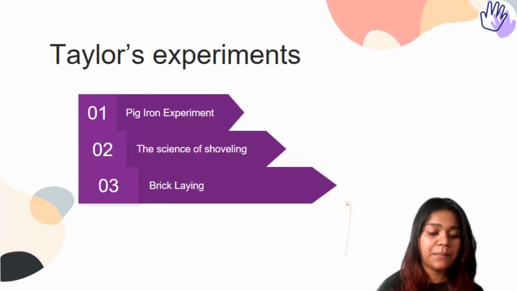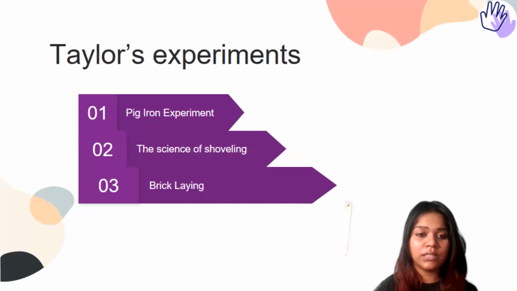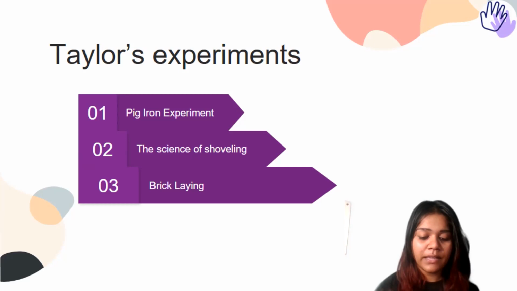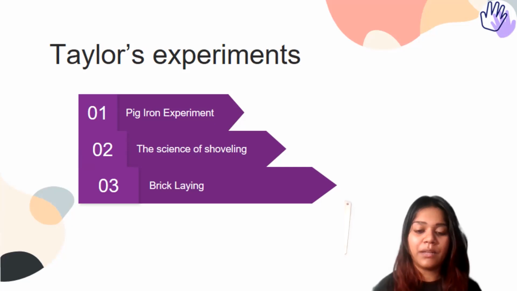So he did an experiment, actually three big experiments: the pig iron experiment, the science of shoveling and bricklaying experiment. He did it to study about time. For time study, he did three types of experiment: pig iron experiment, science of shoveling, and bricklaying. So what is pig iron experiment?